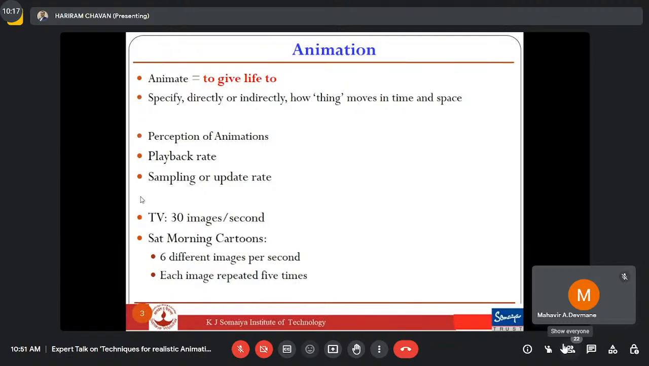If you think about 6 different images per second, and for each image you have 5 different variations in it, then it will satisfy the requirement of animation.